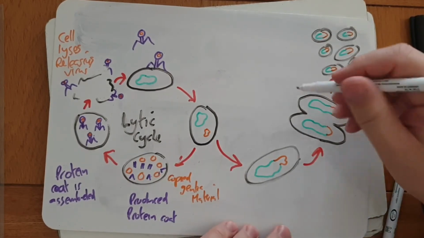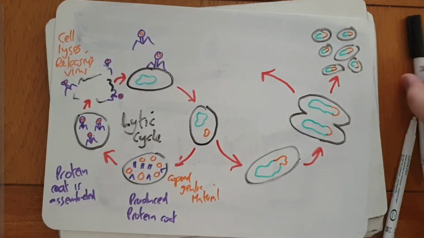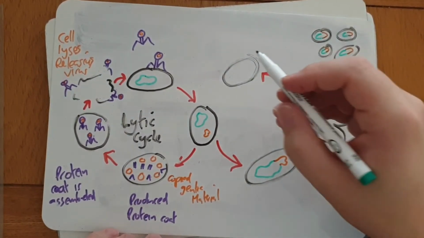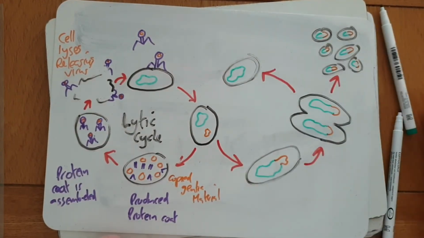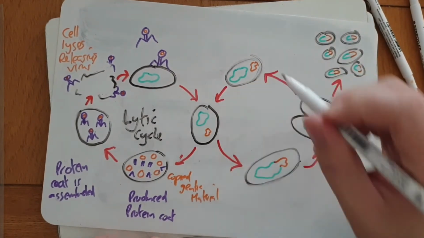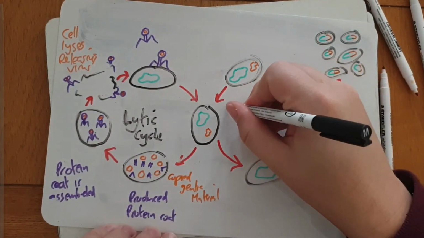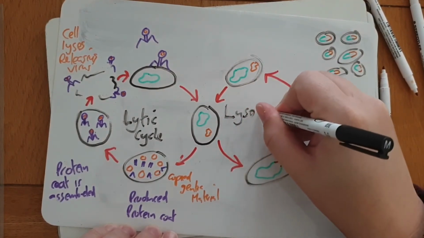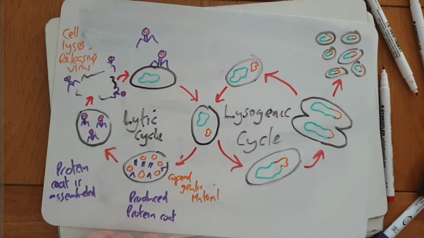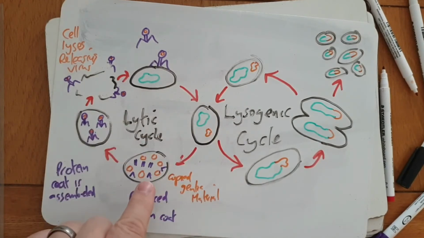But at some point, what can happen is for one of these cells, it separates out. So it goes back to what it was at the start. So we've got the bacteria DNA by itself and the virus DNA by itself. And then when that happens, it can go back into this cycle. So this has got its own name, the lysogenic cycle.